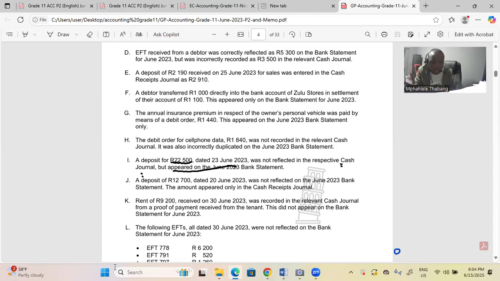I told you, if something appears in the CRJ, it must also appear on the credit side of the bank statement. So if it's not on the credit side of the bank statement, we have to record this item which is missing on the bank statement. But you cannot put it on the bank statement. You put it in the bank reconciliation statement. How much? 12,700 is my outstanding deposit.